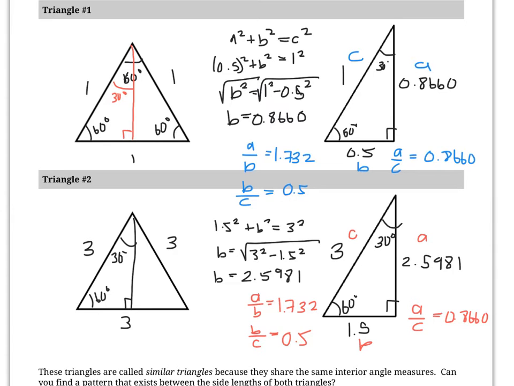So this is actually going to be true for any triangle that has 60, 30, and 90. The ratios between all of the sides are all going to be consistent in both of the triangles, or any triangle that we come up with that has 60 and 30 degrees.